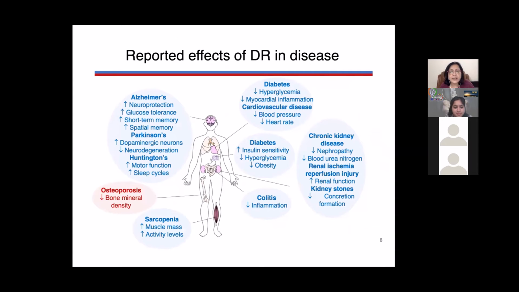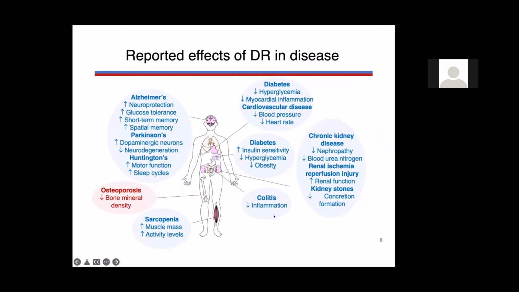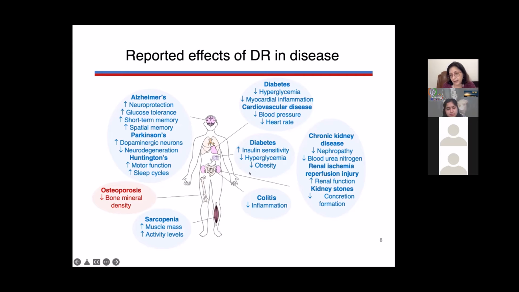Okay. Dietary restriction has also been shown to be beneficial in different disease contexts. In disease models, you can do different kinds of dietary restriction like protein restriction, amino acid restriction, branched chain amino acid restriction, methionine restriction, and intermittent fasting. These can all improve disease parameters. For instance, in diabetes, there is an increase in insulin sensitivity, decreased hyperglycemia, and reduced obesity in mouse models where dietary restriction has been prescribed.